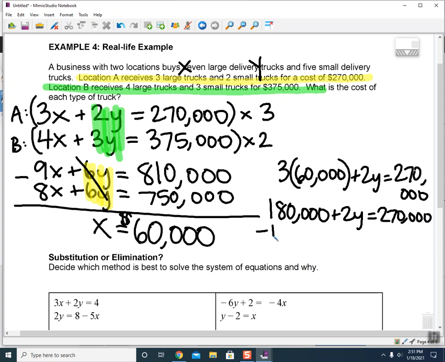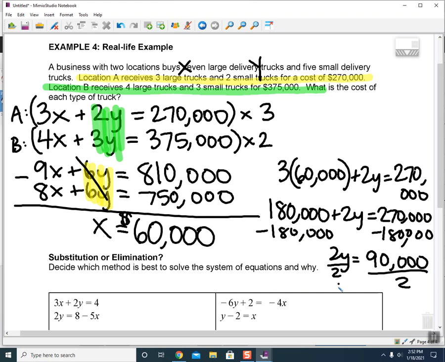Now I'm going to subtract 180,000 from both sides. Focusing on the smaller numbers is useful, because then I'd have 2Y. Then if I just did 27 minus 18, that's 9. And then I have the rest of the zeros still. Divide both sides by 2. I'm left with Y equals $45,000.